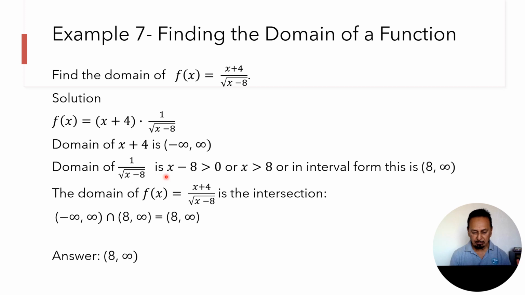since it's in the denominator, instead of saying greater than or equal to 0, we just say x minus 8 greater than 0. Now solve for x, move the minus 8 to the right to get x greater than 8. So in interval form, you can write 8 to infinity. Now the domain of the original function is the intersection of these two domains. Minus infinity to infinity, intersection 8 comma infinity. So the smaller of these two domains is 8 to infinity. So the answer is 8 to infinity.